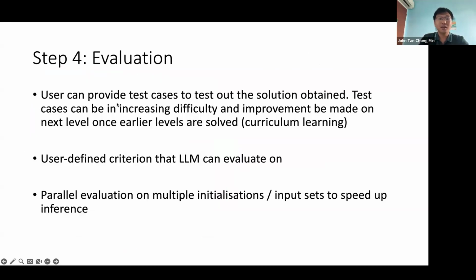Next, we evaluate. We provide the test cases to test out the solution. And based on the test cases, we can also give back the feedback from these test cases back to the prompt as guidance. So everything is guidance, you see. So we don't have to start from the hardest test case. We can start with increasing difficulty. We can do level training. Like level 1 is the easier test case, level 2 is harder. So once they solve level 1 effectively, we can move to level 2 and so on.